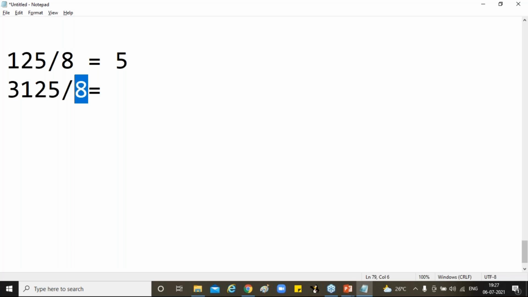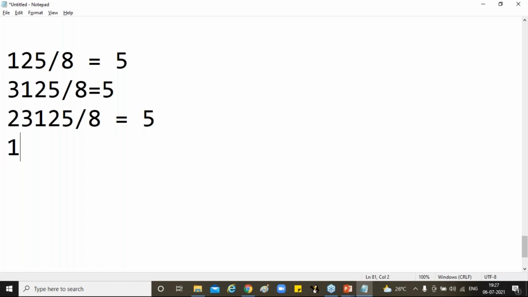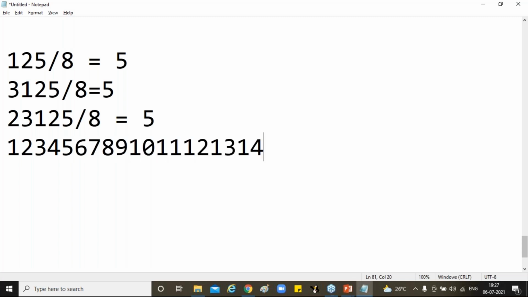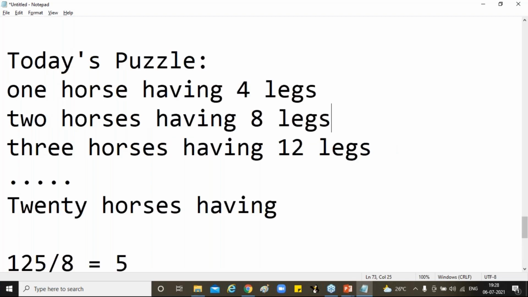8 times 390 is 3120, the remainder is 5. Similarly, 23,125 also divided by 8, the remainder is 5. You can check, no problem. Similarly, a number 1 2 3 4 5 6 7 8 9 10 11 12 13 14 15 is one number only, up to 64 65 66 67, that particular digit number.